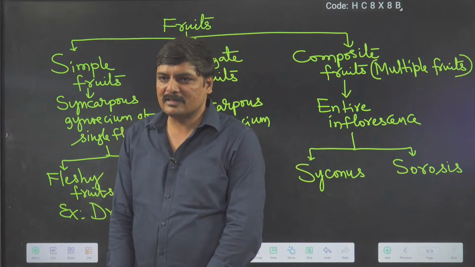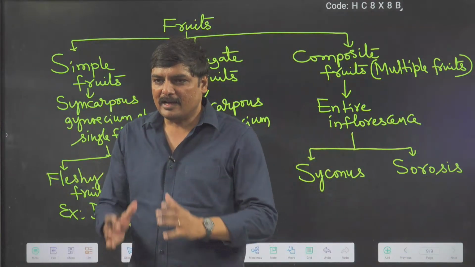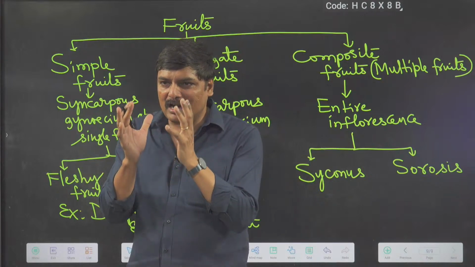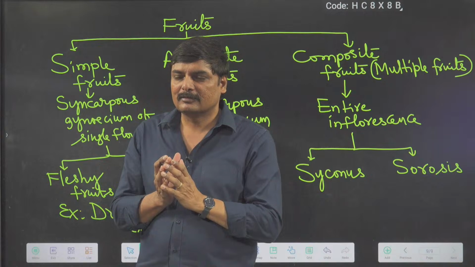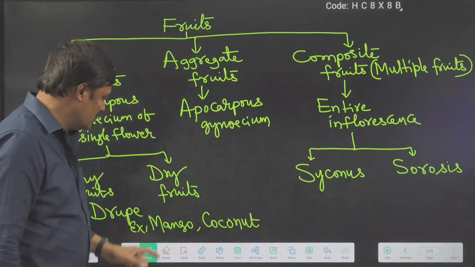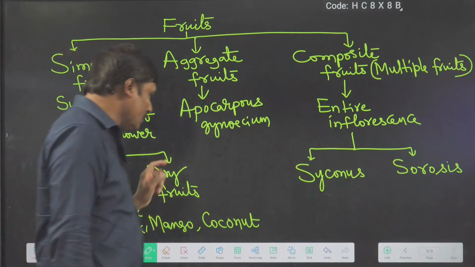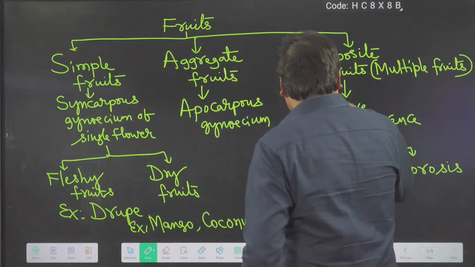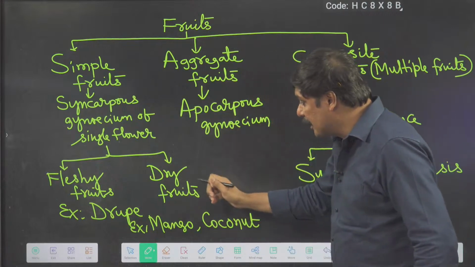Are you able to understand? As the endocarp is hard and stony, these are called stony fruits. Drupe. Okay. Finally, the composite fruits are covered, and one more I will tell you: dry fruits.